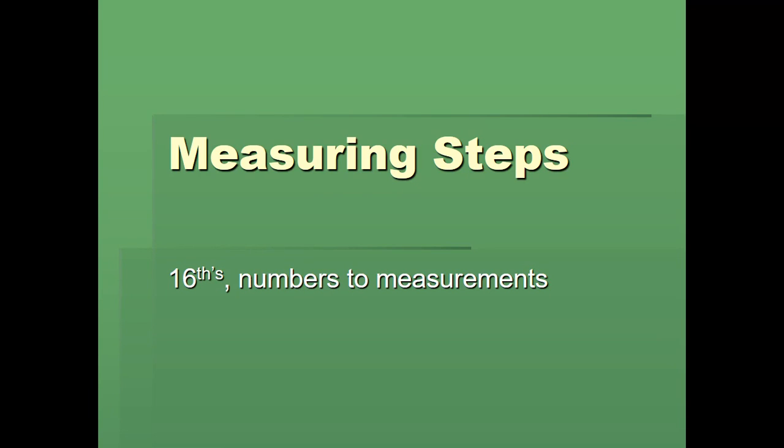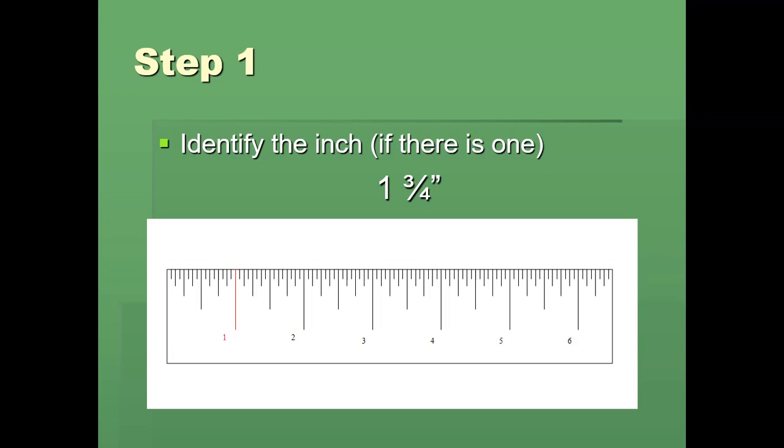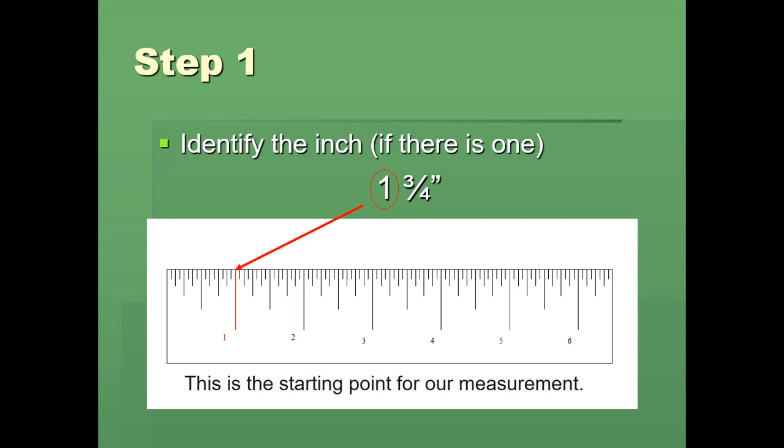So let's get started. Step one, identify the inch if there is one. And what I mean by if there is one is sometimes we just have a fraction and we'd be starting before the inch at the beginning of the ruler. Other times we have an inch. If you look at our measurement, it's 1 3/4. 1 is the inch. You can see the arrow pointing to the inch mark on the ruler, letting us know that that's our starting point for the measurement. That's where the measurement will begin, and then the fraction will come after that to make the measurement more accurate.